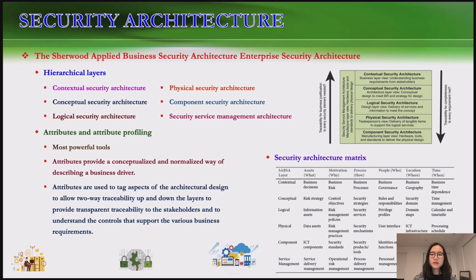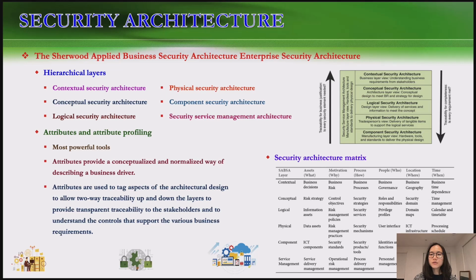A third layer is logical security architecture. It provides the design layer view, focusing on the delivery of service and information to meet security concept. The fourth layer, physical security architecture, deals with the delivery of tangible items to support the logical services. The fifth layer is component security architecture. This layer defines the hardware and tools, delivers the physical design, and provides a mapping to conform to standards. A sixth layer, security service management architecture, addresses issues related to how the organization manages the architecture.